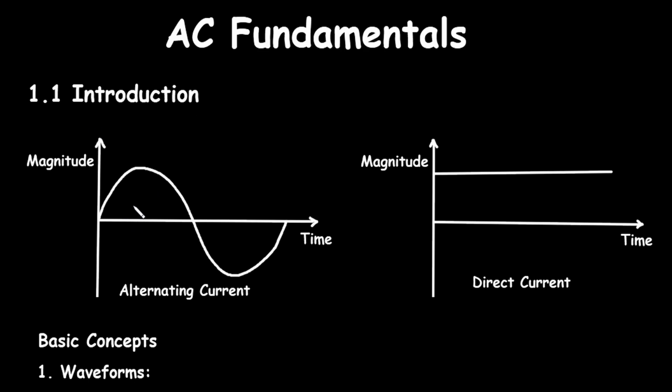Introduction. Now here we can see this is the waveform for alternating current. On x-axis, this is time, and on y-axis, this is magnitude. Alternating current changes its magnitude and direction with respect to time. Now here for direct current, on x-axis again this is time and on y-axis this is magnitude. For direct current, it does not change its magnitude or direction with respect to time. Direct current has a constant magnitude. Here we can see it is a straight line.